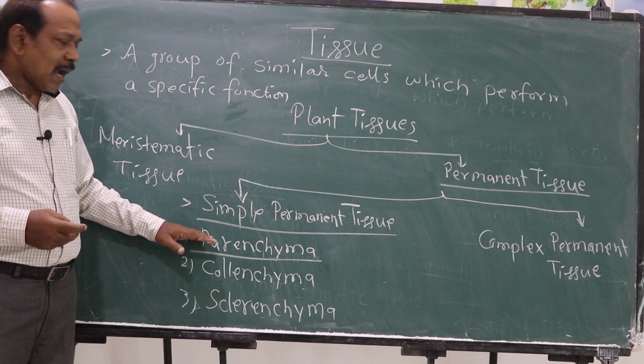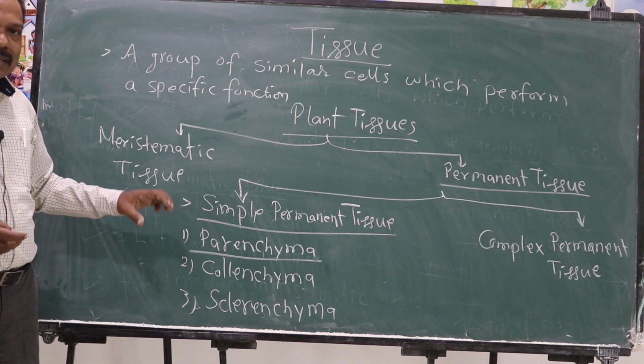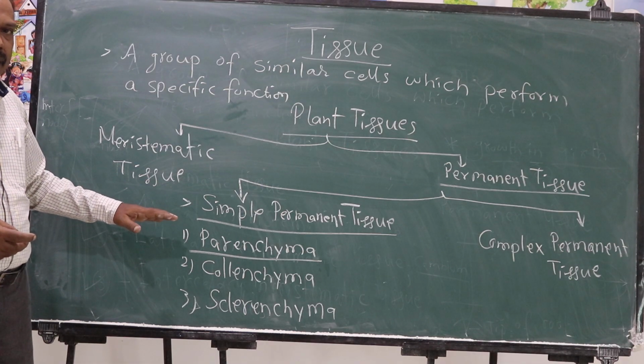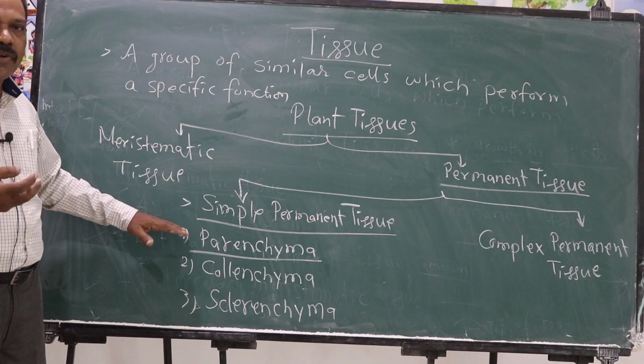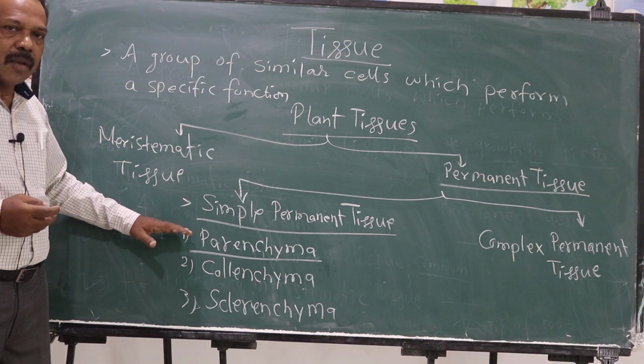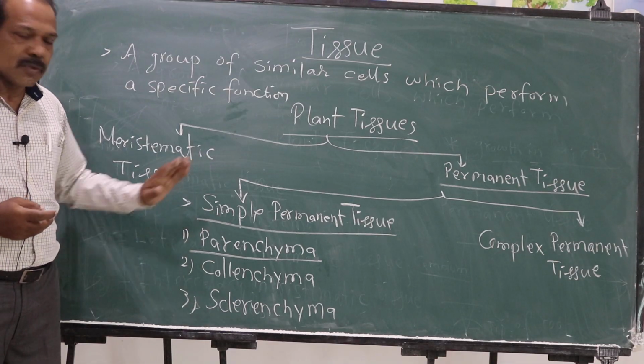Parenchyma. And the cells of this parenchyma tissue are live cells. All cells are living cells. Because they are living, they can perform all these three functions. As I said, they can help in synthesis of food, storage of food, and transport of food.